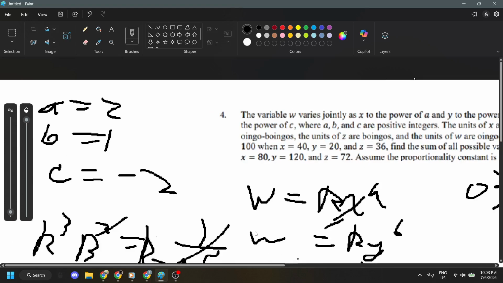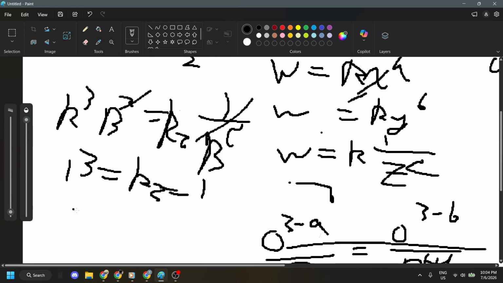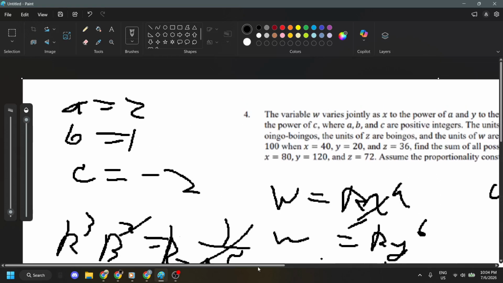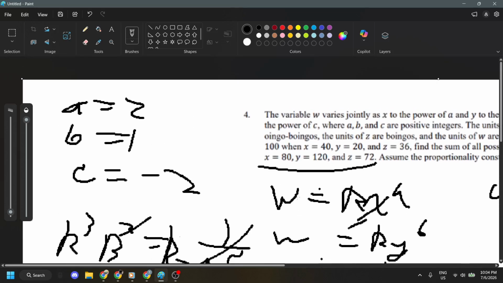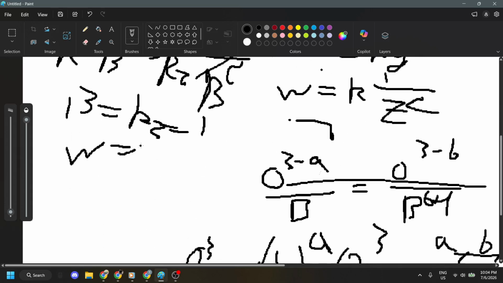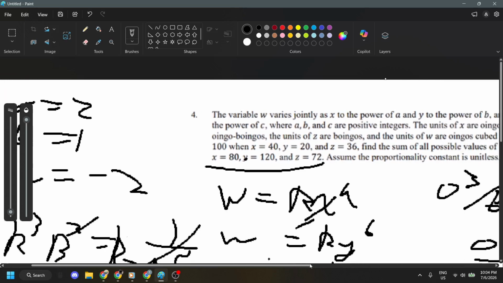Wow. So the sum of all possible values of w is just this value. So w is equal to 120, because that's what y is. This does give us a lot of information with just the numbers alone. Maybe we can get something using just the numbers alone.